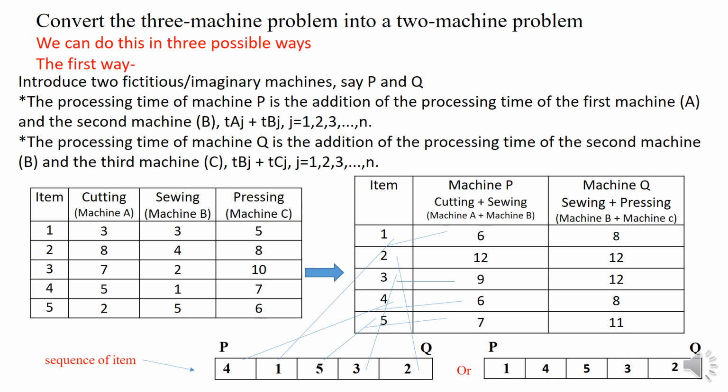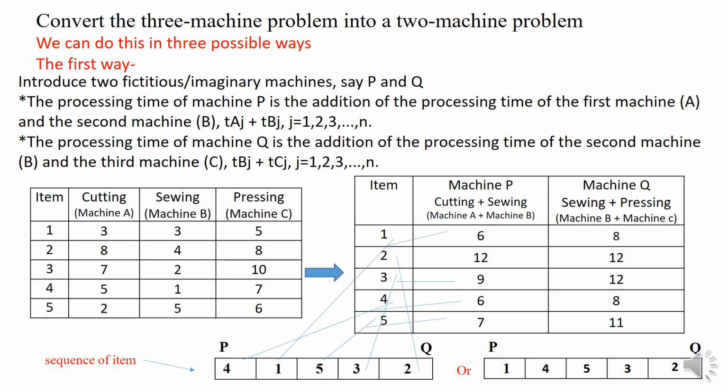Same as, the processing time of machine Q is the addition of the sewing machine and pressing machine. That means 3 plus 5 becomes 8, 4 plus 8 is equal to 12, 2 plus 10 is equal to 12, 7 plus 1 is equal to 8, 5 plus 6 is equal to 11. So now we can easily develop the sequence of jobs from this table. That means we have converted 3 machines into 2 machines.